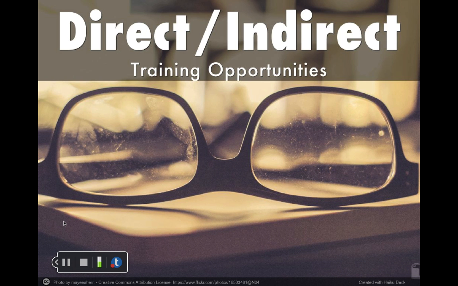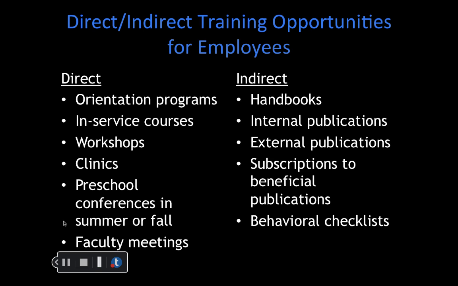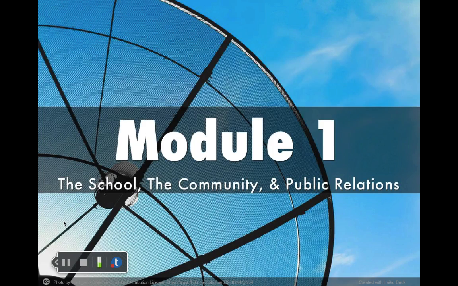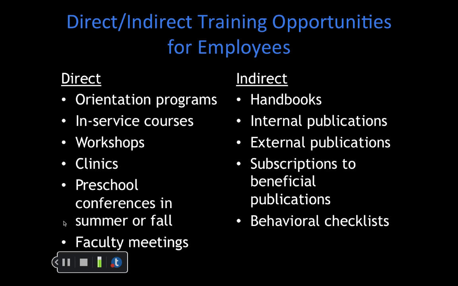Let's also talk about some direct and indirect training opportunities for employees. So direct could include some orientation programs, in-service courses, workshops, clinics, faculty meetings; indirect, handbooks, publications, checklists. Those are some different types of direct and indirect training opportunities. And with that, school leaders should plan and budget for ongoing training when it comes to communication and community relations. It is highly difficult to receive too much training in this area.